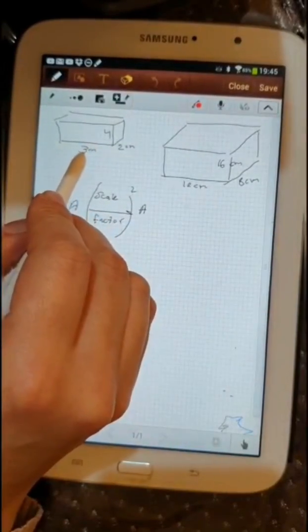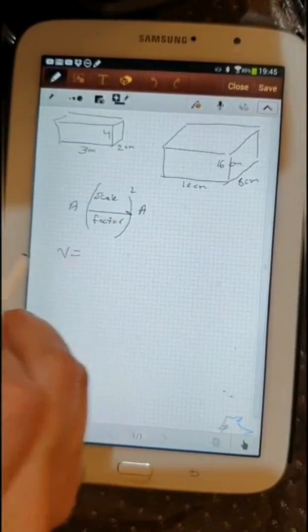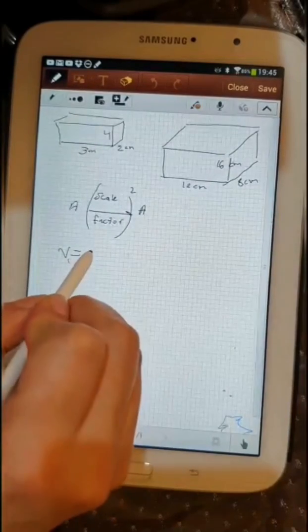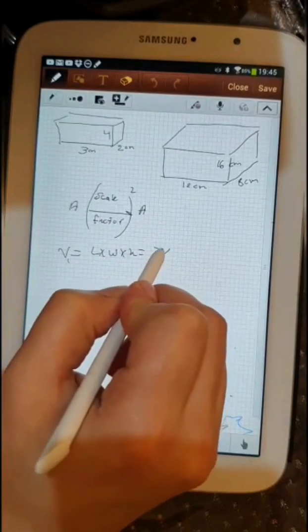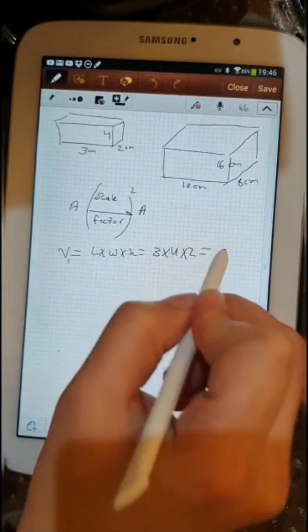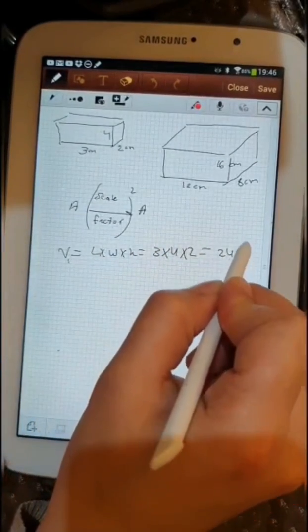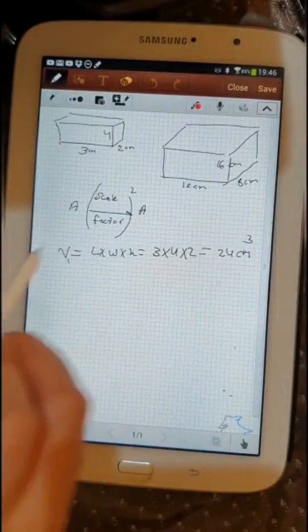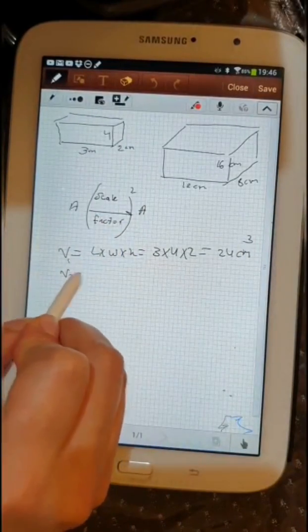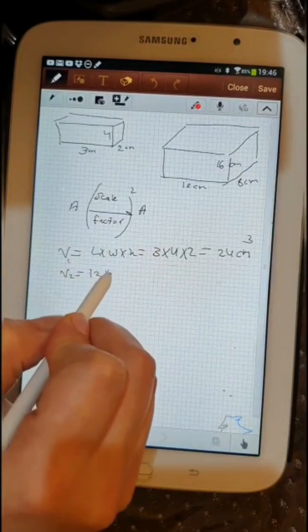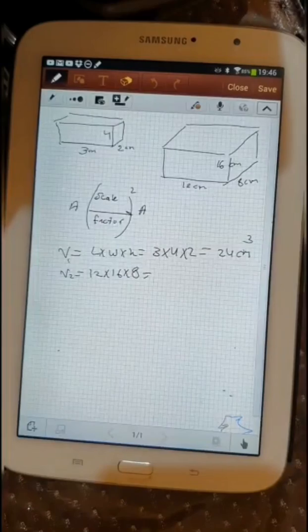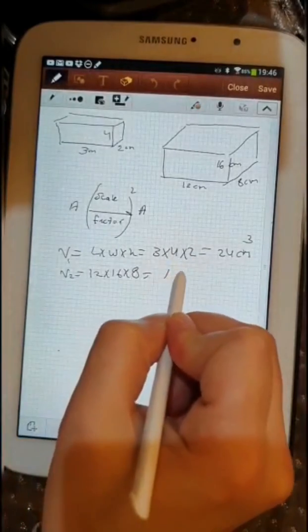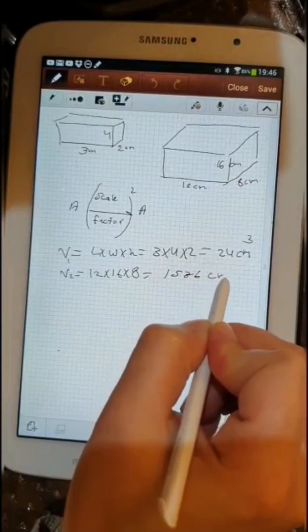So in the first volume, we know that the volume of the cuboid, volume 1, let's say, is equal to length times width times height, which in this case is 3 times 4 times 2. And in this case, it will become 24 centimeters cubed. Remember to make it cubed. And in the second shape, volume 2, I'm going to get 12 times 16 times 8. Using the calculator, it will become 1,536 centimeters cubed.